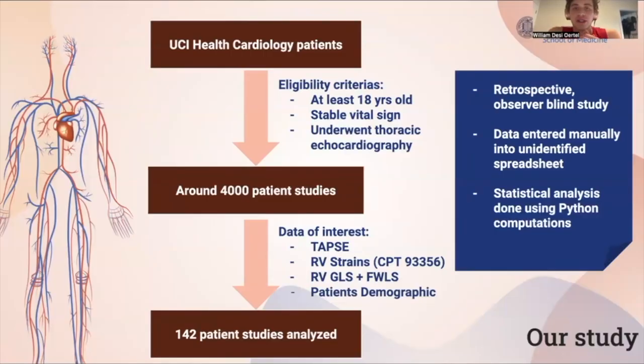So the criteria was that you had to be at least 18 years old, have stable vital signs, and you underwent a transthoracic echocardiography. The patients had to have both a TAPSE, RVGLS, and RVFWLS in order to be eligible for the study. And there were 142 patients studied in total.